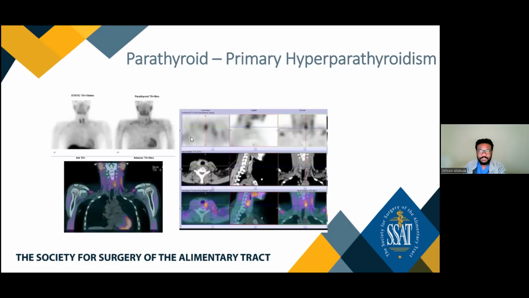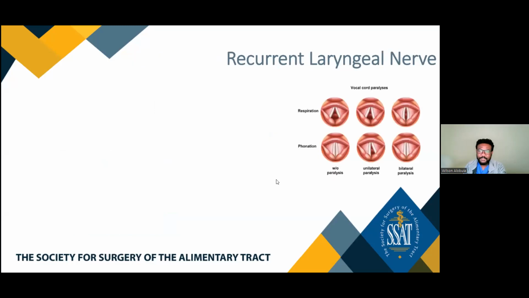So how do you localize parathyroids? Usually using a sestamibi scan, you see the parathyroids here, and then you see this little left-sided gland that's retaining the tracer, so that tells you that's the tumor that you're going to go after. And that, in association with the 4D CT scan, helps you increase your sensitivity and specificity.